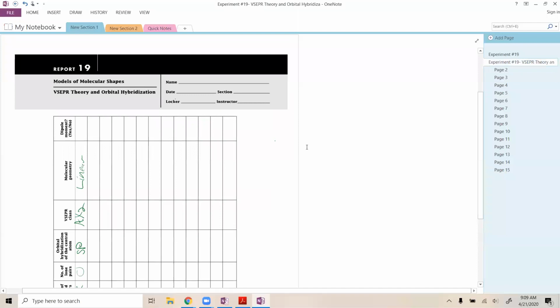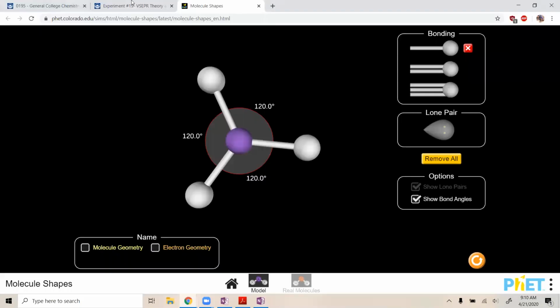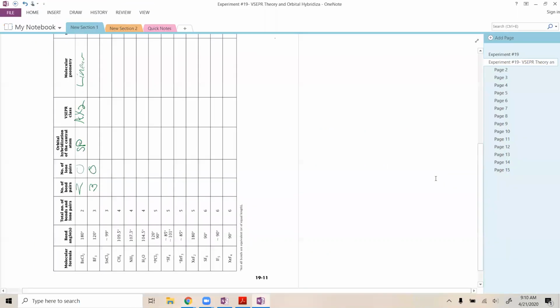So we go back to our report form. We have our boron here. It had 3 bond pairs, no lone pairs. And so if we look at our note taker, 3 atoms, no lone pairs, it gives us a hybridization of sp2. We'll talk about hybridization more in the second lecture of chapter 10, but for now we can use that as a way to fill that in.